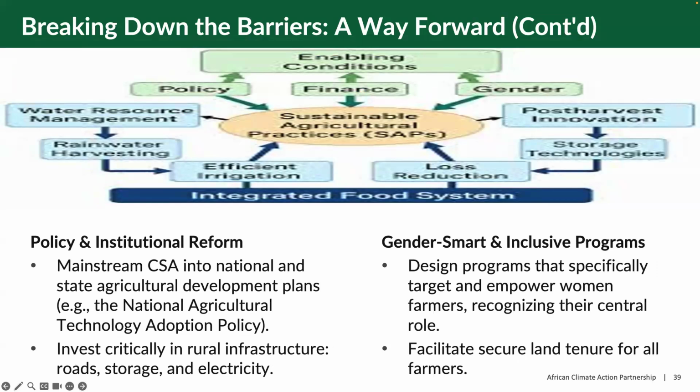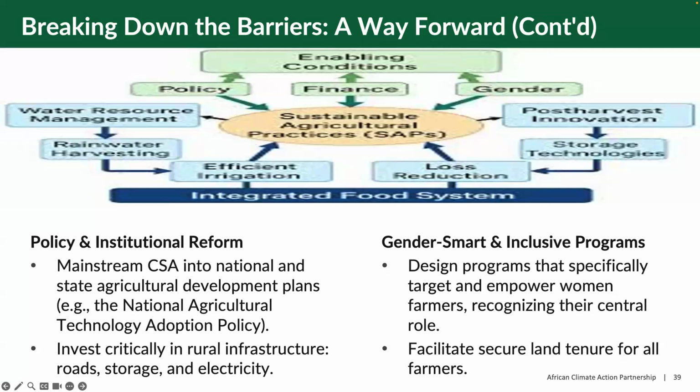Now, another one on the policy and institutional reform is that we are trying to push the mainstreaming of these climate smart agricultural practices to be inculcated into our policies. And then we are trying to invest critically in rural infrastructure. That is, we are encouraging the policy makers to increase their budgetary allocation towards having these facilities for the rural farmers.